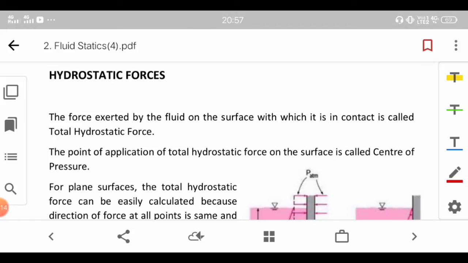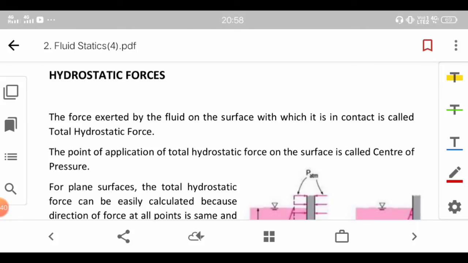So now in this video, this is actually the part 2 of the fluid statics. So please refer to part 1 of this video before proceeding in this particular theory lesson. The link for the part 1 video is given in the description, and in part 2 I will be starting with the hydrostatic forces.